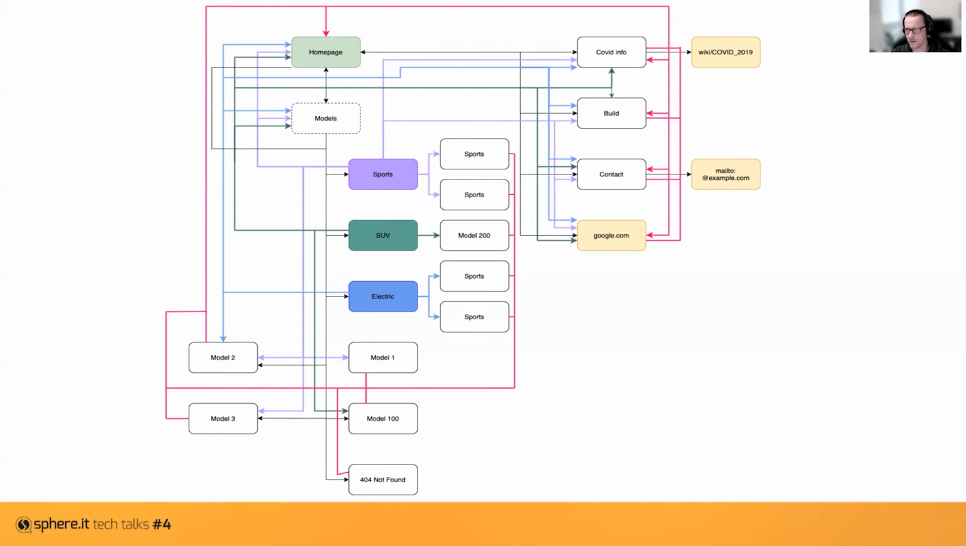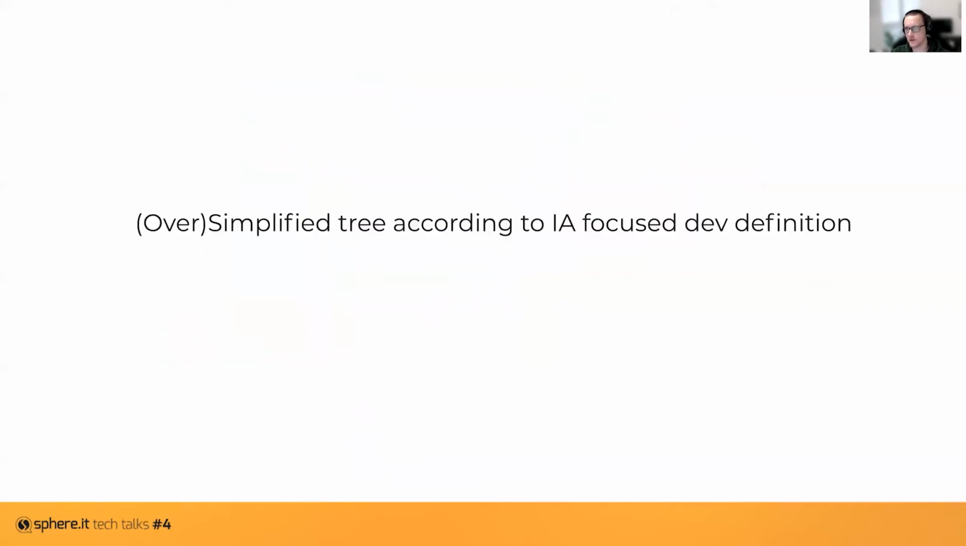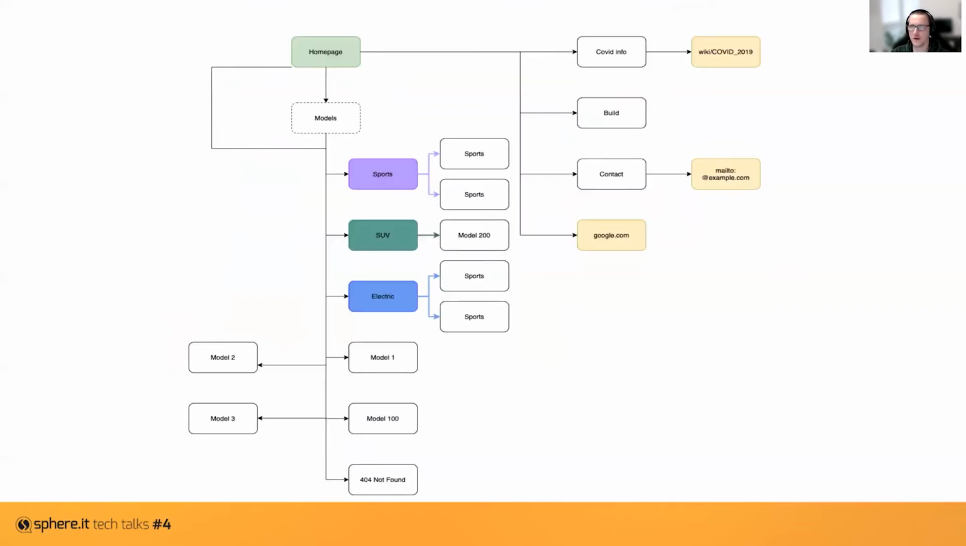And it looks a bit messy, but probably you already could find that that's a graph representation, and that's a directed graph representation. And now we'll move to an oversimplified tree according to IA focused definition. And as you can see, it looks much simpler.